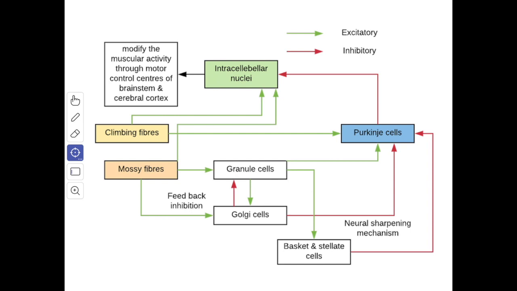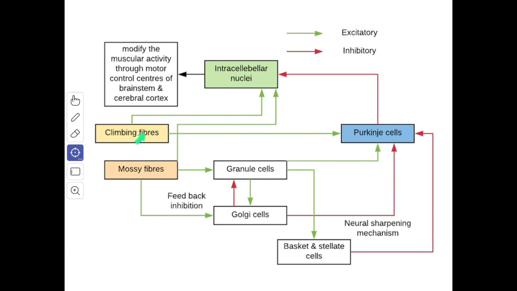All the afferent fibers to the cerebellum, for example the mossy fibers and the climbing fibers, are excitatory to the cells of the cerebellar cortex, and their collaterals are excitatory to the intracerebellar nuclei. The climbing fibers excite the Purkinje cells directly. So green color arrows are excitatory, whereas the red color arrows are inhibitory in action.